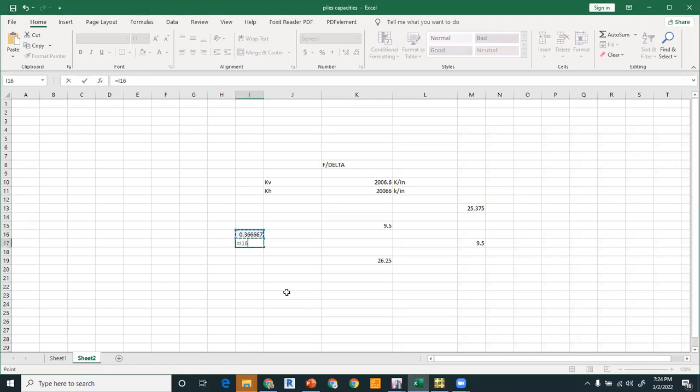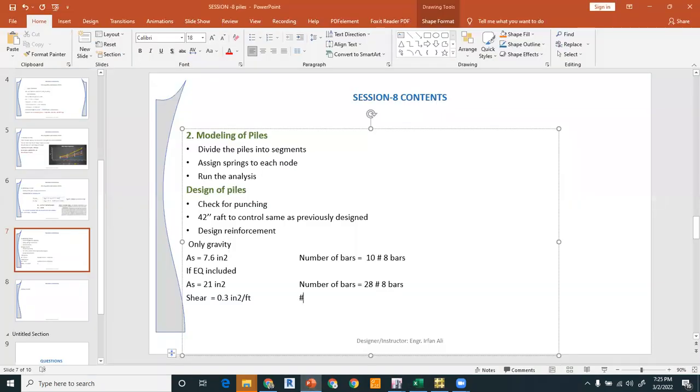And if you multiply this, it will be 4.4, which is very less. So there will be conjunction with the concrete. So we'll move towards number 4 bar, and the area of number 4 bar is 0.2. So we'll be using number 4 bar at the rate of 8 inches center to center.